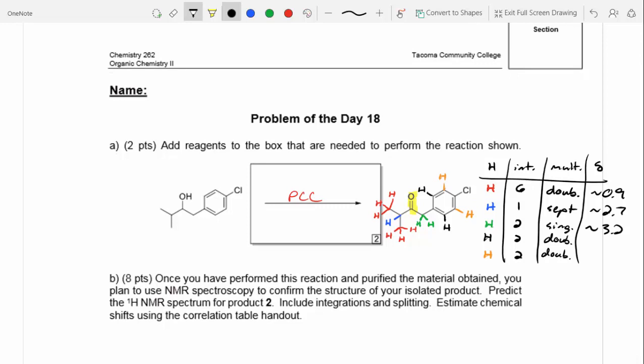So a few people were asking me, are the effects additive? Meaning, if we have multiple electron withdrawing groups, do you add in those differences? Yeah, they can be additive and it will shift to a higher and higher ppm. All right, the black proton. Where will that show up at?